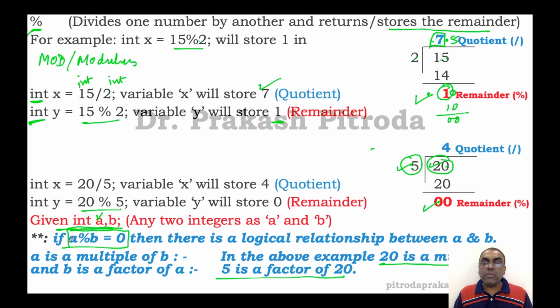If the answer is 0, it means after the first number is divided by the second number, the remainder is 0, then definitely a must be a multiple of b and b must be a factor of a. Or I can say 20 is exactly divisible by 5. So I want to see if a particular number is exactly divisible by another number, then I'll say a, the first number, modulus b, the second number. If the result is 0, then definitely the first number is exactly divisible by the second. If not, then there is no logical relationship.